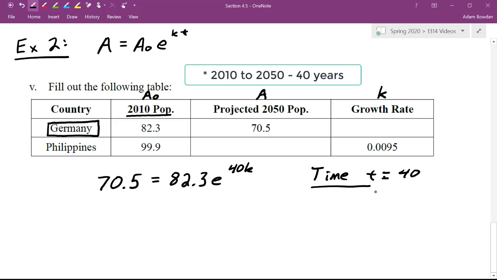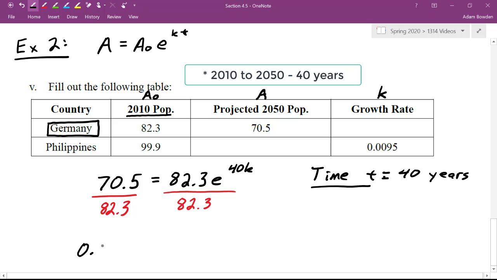So now we have the numbers plugged in for A naught and t. What we're going to do now is solve for k up on top. The way I'll do that is I'll divide both sides by 82.3. So if I divide 70.5 by 82.3, I get approximately 0.8603. That's equal to e raised to the 40k.